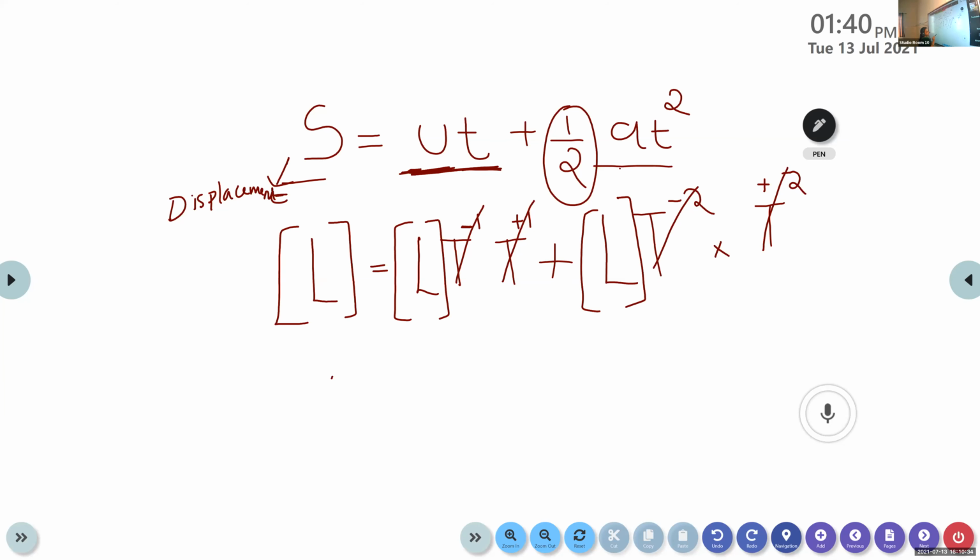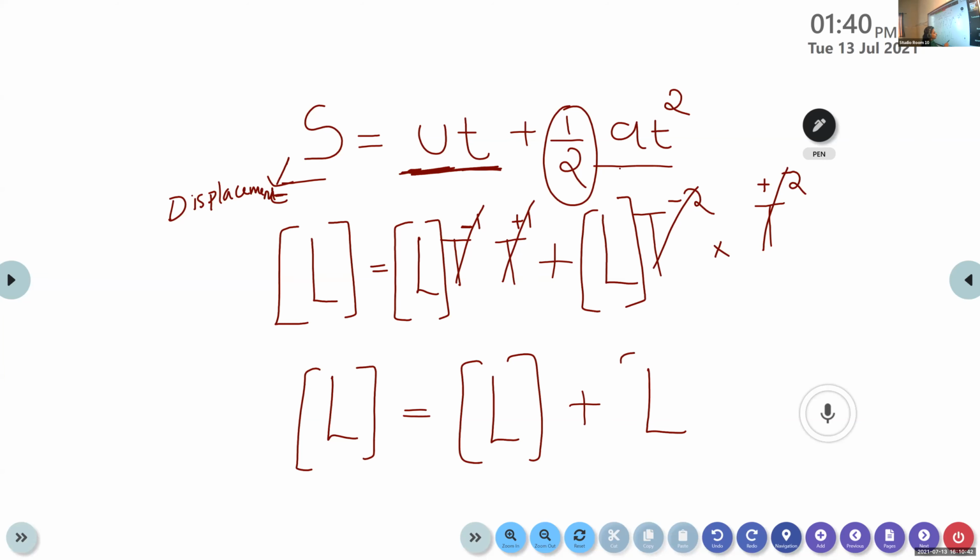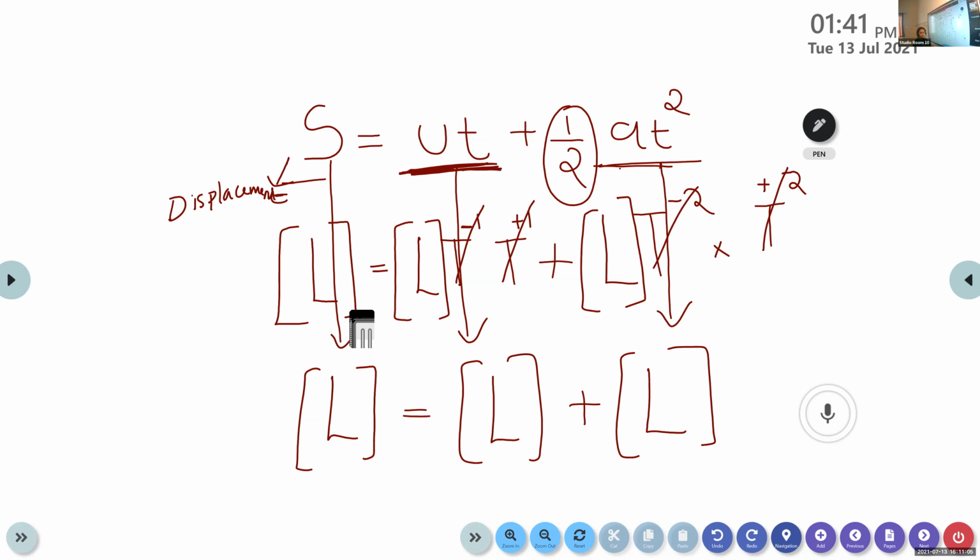So once again we can write this dimension. The dimension of L is equal to dimension of L plus dimension of L. All the other dimensions of the physical quantities cancel. So here we have two terms on the right hand side. The dimension of ut is L. The second term is half a t square. The dimension of the second term is also L, and it is equal to the dimension of the LHS, that is also L. So according to the principle of homogeneity, if the dimensions on either side of the equation are the same, then we can say that the equation is correct.